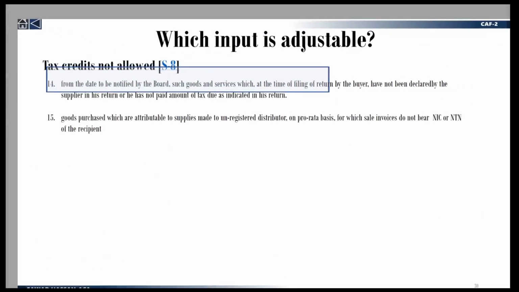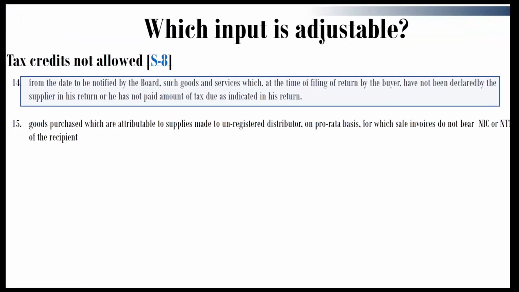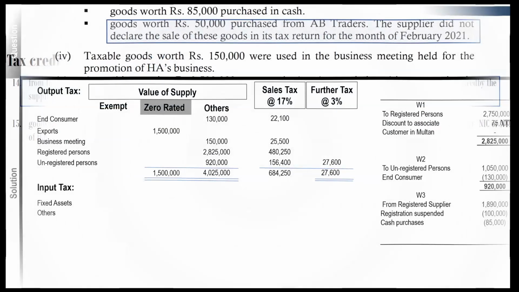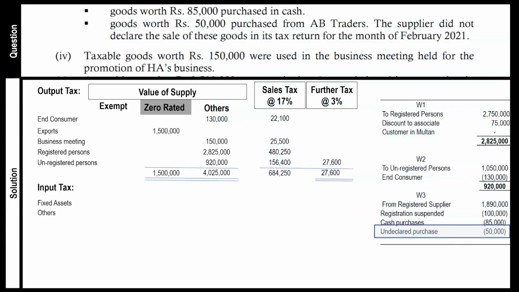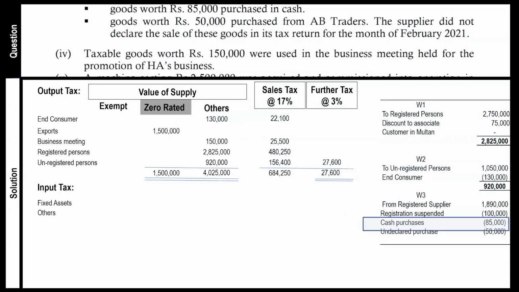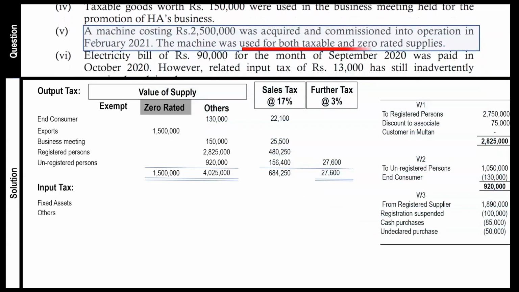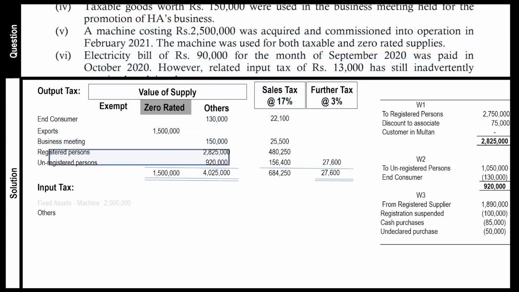If a supplier has not mentioned or declared his sales in his sales tax return, then buyer cannot claim input tax on such purchases. Move back to solution. Rupees 50,000 has not been declared by supplier, therefore input tax cannot be claimed. Deduct 50,000 from purchase figure. Next information is about fixed assets. A machine costing 2.5 million has been purchased. Please note that machine has been used for both taxable and zero-rated supplies.